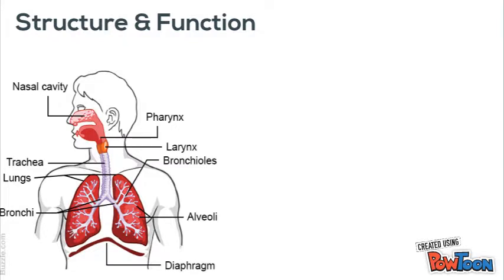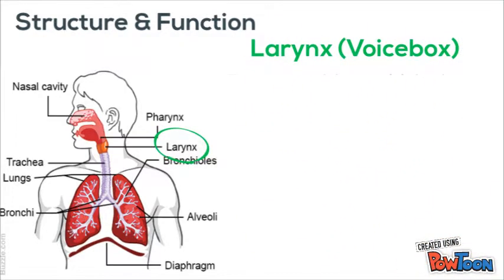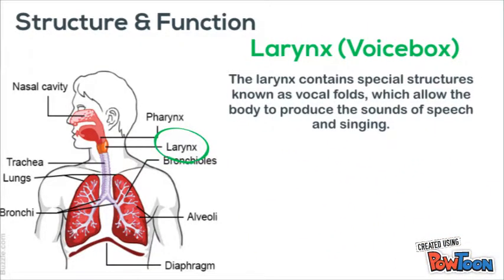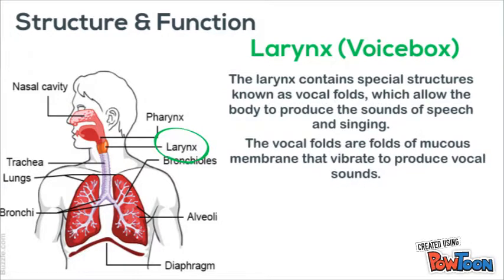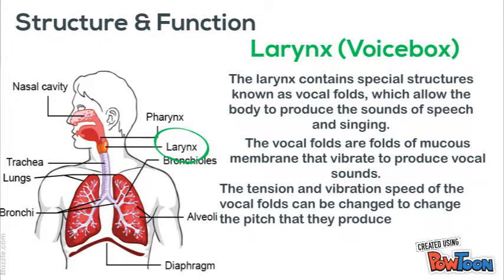The larynx, more commonly known as the voice box. The larynx contains special structures known as vocal folds, which allow the body to produce the sounds of speech and singing. The vocal folds are folds of mucous membrane that vibrate to produce vocal sounds. The tension and vibration speed of the vocal folds can be changed to change the pitch that they produce.